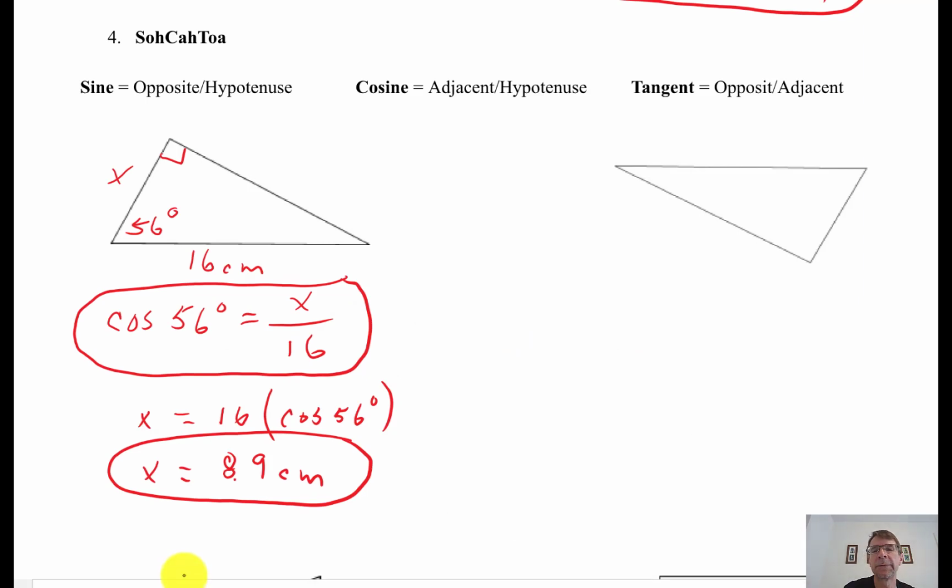Okay, the second example is this one here. Let's say now we're looking for theta. So we have to do a kind of backwards computation. We've got 24 meters, and this is 19 meters. And I want to find theta. So, okay, that's a theta right there.